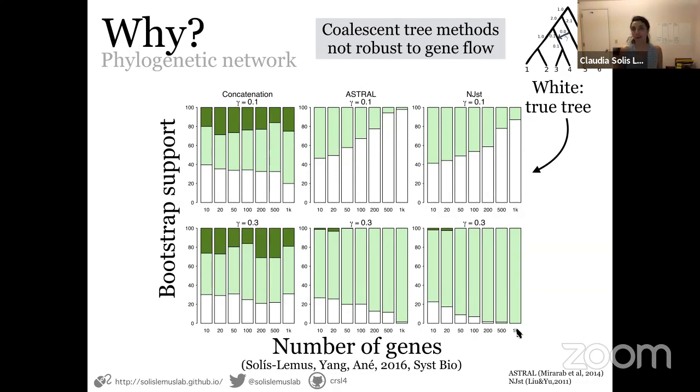And the scary part of this is that I cannot give you a threshold. I cannot say, if your gamma is less than 0.2, you'll be fine, you can use a tree method. No, we don't know it. The value of gamma where this phase transition happens is unknown. It depends on the topology, it depends on the data, it depends on the organisms, it depends on so many things that we really don't have an idea.